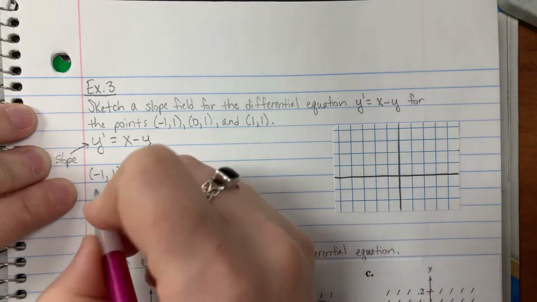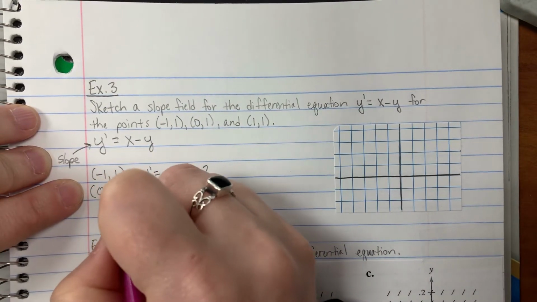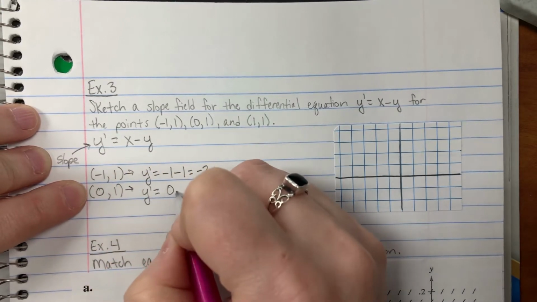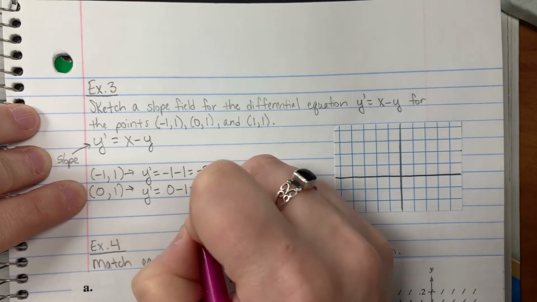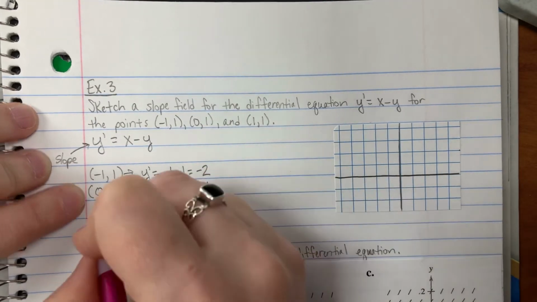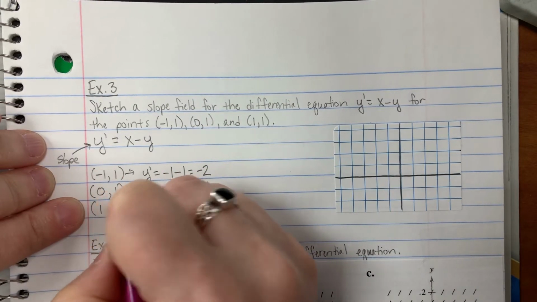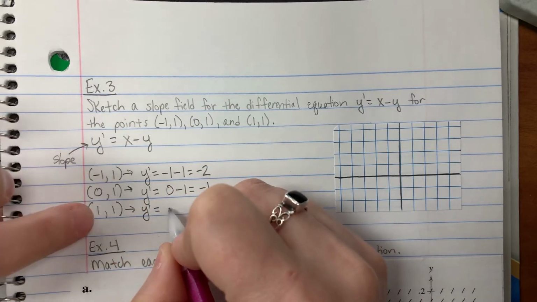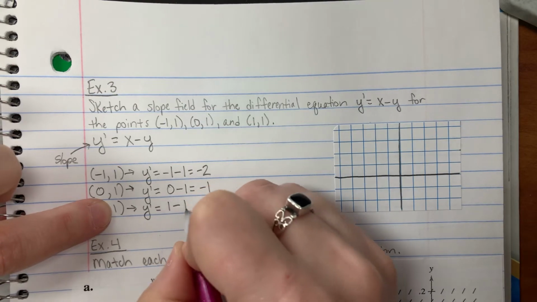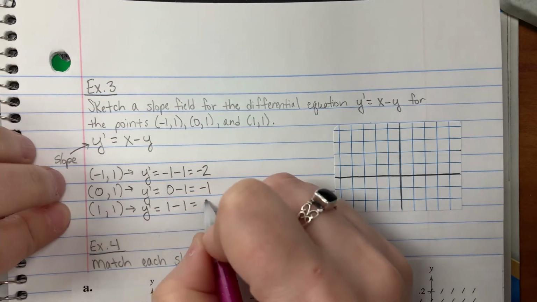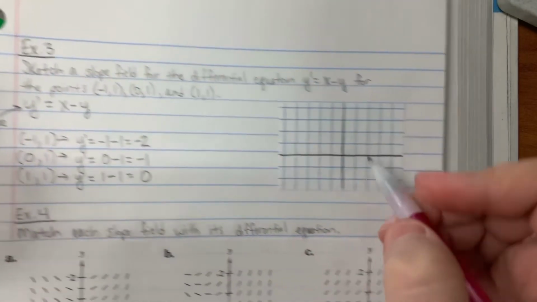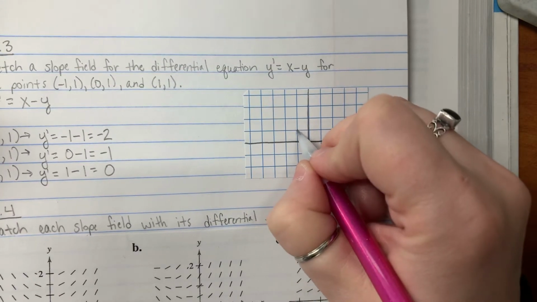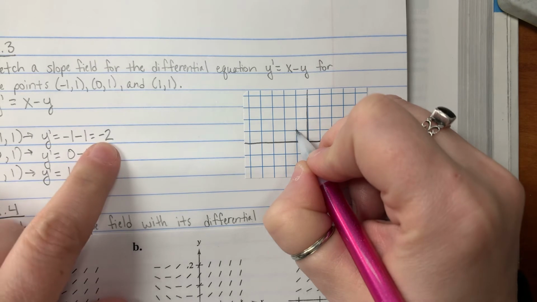So it's negative 2. If I find the slope for the second one, slope equals 0 minus 1. That's negative 1. If I do 1, 1, sorry, that means my slope, or my y prime, is x minus y, or 1 minus 1, which is 0. So I just need to go to those points on the graph over here. So my first point was negative 1, 1, which is right here. It has a slope of negative 2.